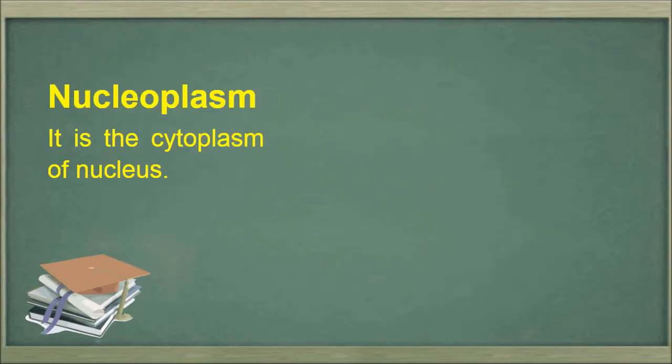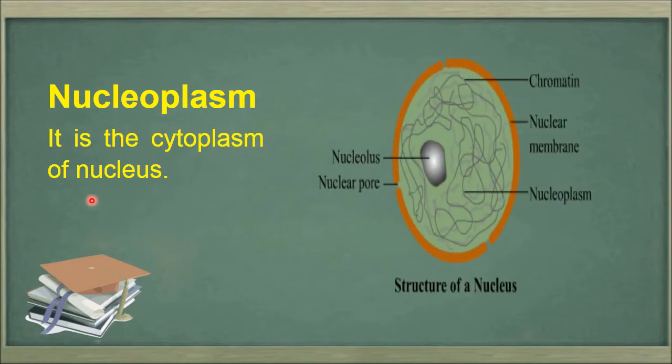Next is nucleoplasm. So what is nucleoplasm? It is the cytoplasm of the nucleus, that means the ground material, all its basic material. So that is the nucleoplasm. As the cell has a cytoplasm, similarly, whatever is present, the ground material of the nucleus, is called the nucleoplasm. So in other words, we can say it is the cytoplasm of a nucleus.